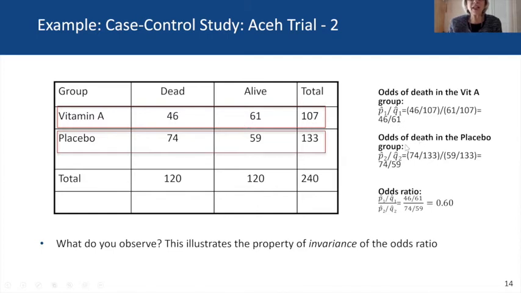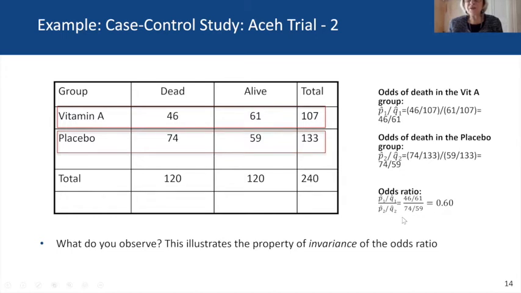If we look at the odds of death in the placebo group, the proportion who died are 74 over 133. The proportion who remained alive are 59 divided by 133. And that reduces to 74 divided by 59. So the odds ratio, taking the odds of death in the vitamin A group of 46 divided by 61, and the odds of death in the placebo group in the denominator, 74 divided by 59, we see that we get an odds ratio of 0.6.